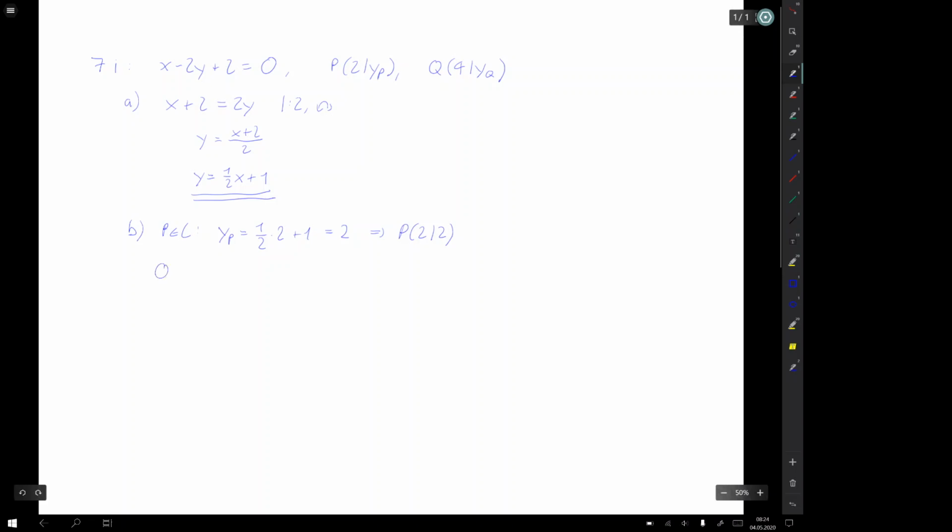We do the same for the point Q that lies on the line L. So we get yq, that's the y coordinate that we have to insert, is 1/2 times 4 plus 1. So we get 3. So the point Q has coordinates 4 and 3.